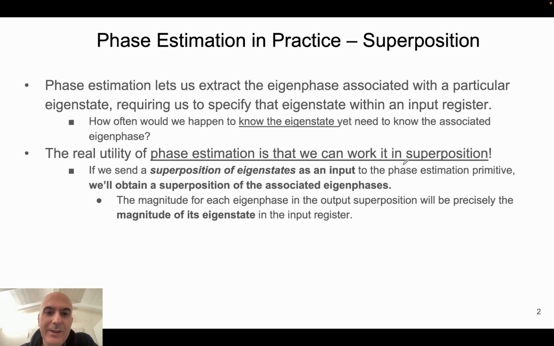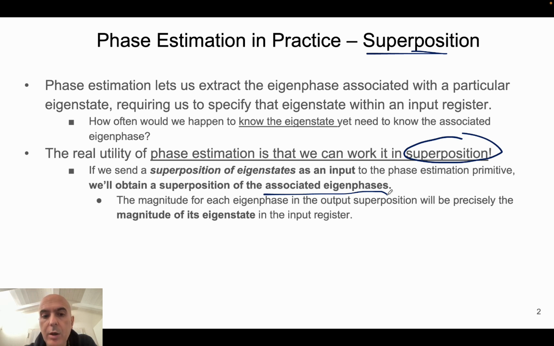Well, it turns out that we can actually use the phase estimation quantum computing primitive in superposition. So we can provide a superposition of a state, and then the phase estimation will output all the eigenphases in superposition of states. So the real utility of phase estimation is really that it can work in superposition. If we send a superposition of eigenstates, so a generic input that is in a superposition state, then our phase estimation will give as output a superposition of associated eigenphases.